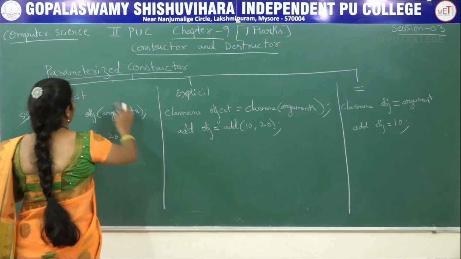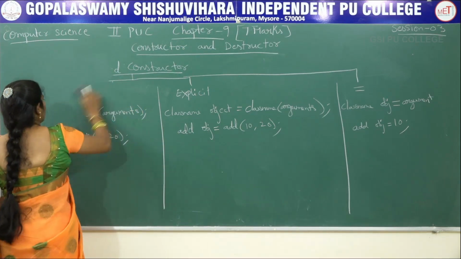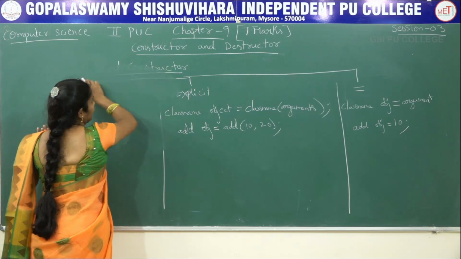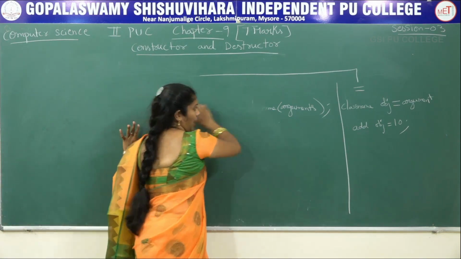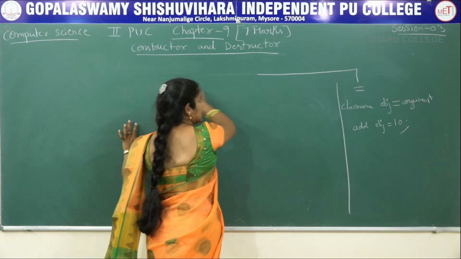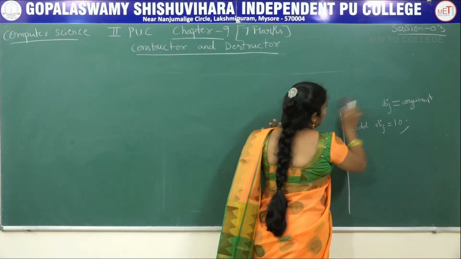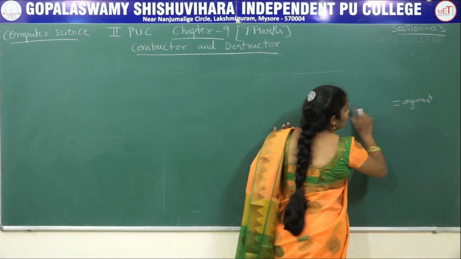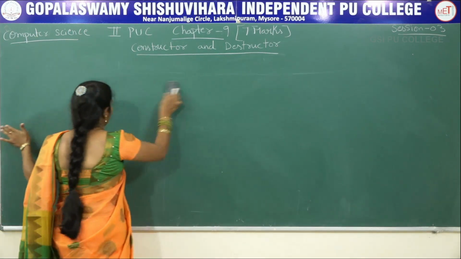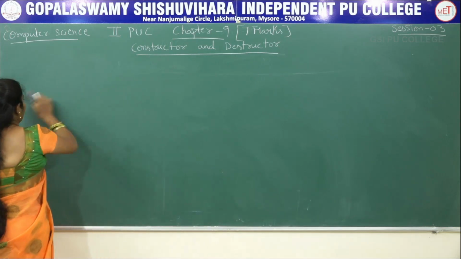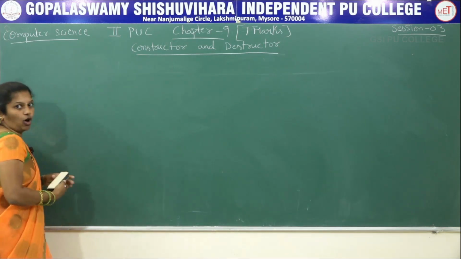Next I am going to explain this parameterized constructor with one simple example. In that example I just want to display the values of ABC, but there I am using all three methods of invoking the parameterized constructor: implicit call, explicit call, and initialization at the time of declaration with the assignment operator.